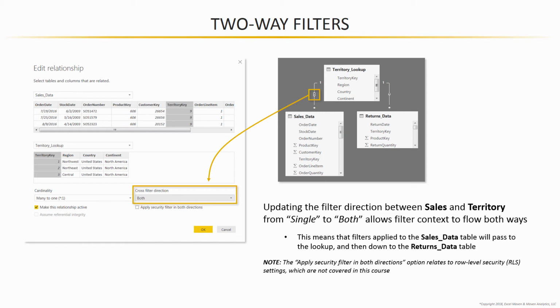What that means is that filter context could flow from the territory lookup down to the sales data, just like normal, but it could also flow from the sales data up to the territory lookup, and then from there down to returns. So what we'll see now is that we can control and filter returns data using filter context from within the sales data table, which is something that we could not do using the one-directional filters in the last lecture. So let me show you what that looks like.